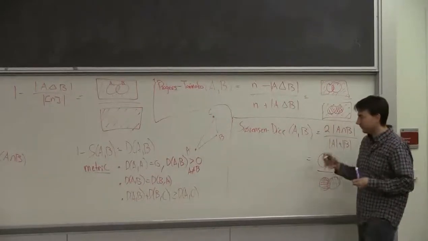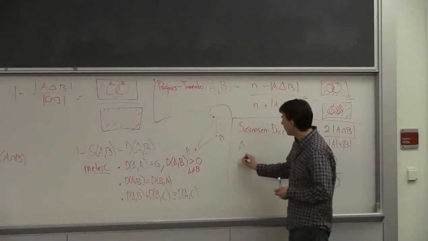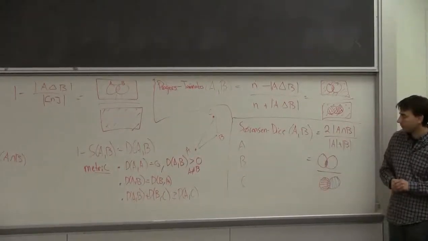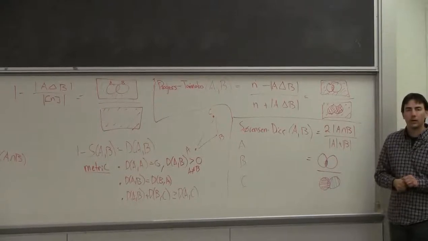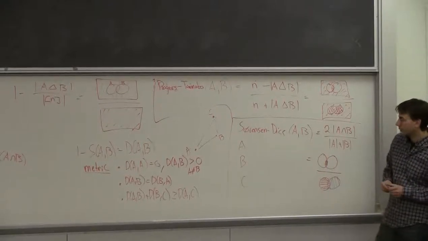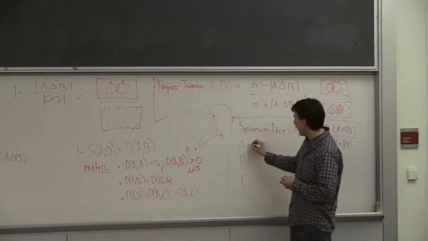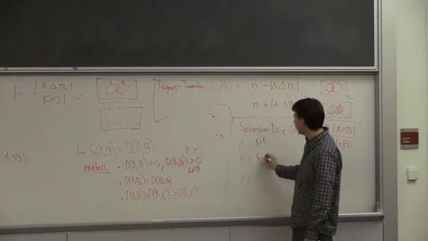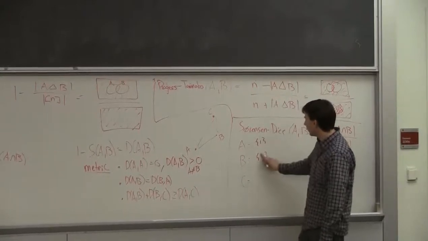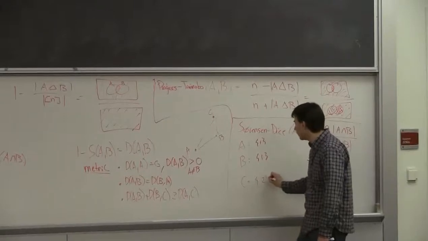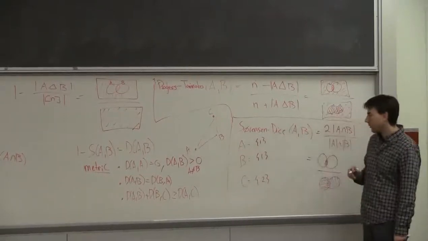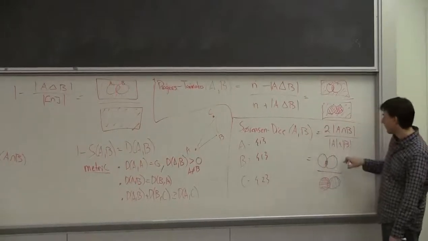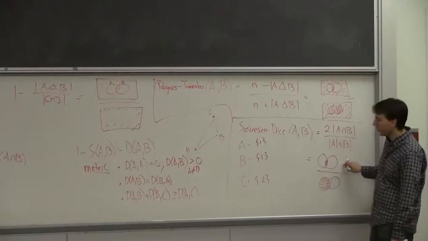So let's see what happens here. What happens if A is the same set as B and then C is disjoint? Does that work? Yes, let's see. So let's say A is 1, B is also 1, and C is the value 2. Then what's going to happen is the similarity between A and B is going to be 1.